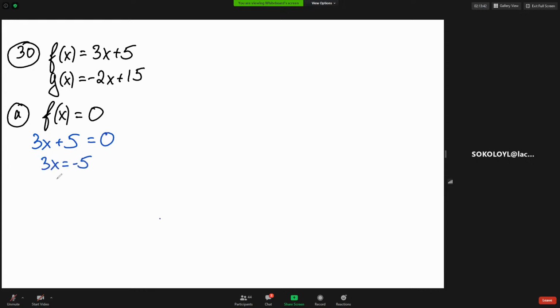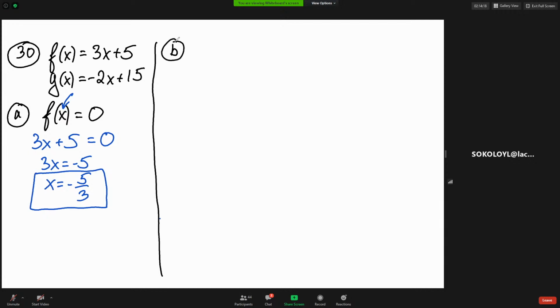Subtract 5 on both sides, divide by 3. But let's understand something. What we're asked here is to find when the function value is equal to 0. So basically the question is, at what input, at what x value, is the function equal to 0? And then the answer is that x input, it's a single input, x equals, and we found it to be negative 5/3.